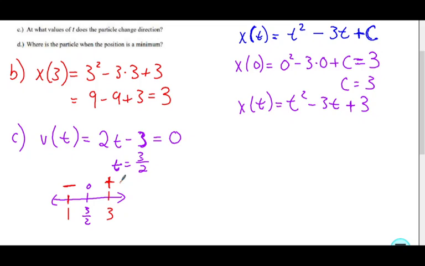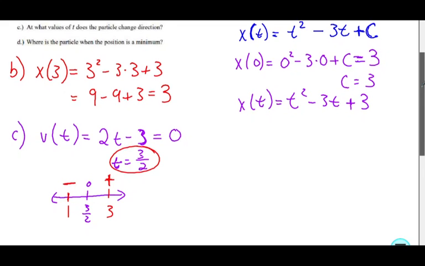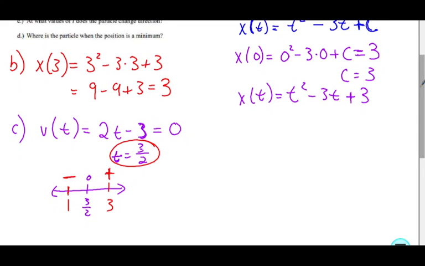So that's important, and that's the answer for C. At what value of t does the particle change direction? At t equals 3/2. That's when the particle changes from going backwards to going forwards. And then part D, where is the particle when the position is a minimum?